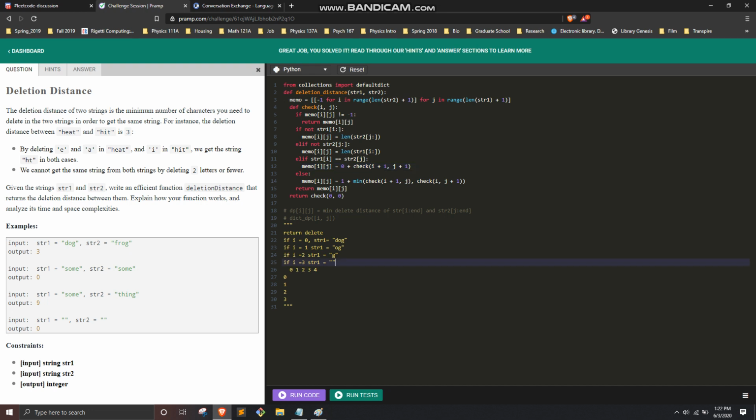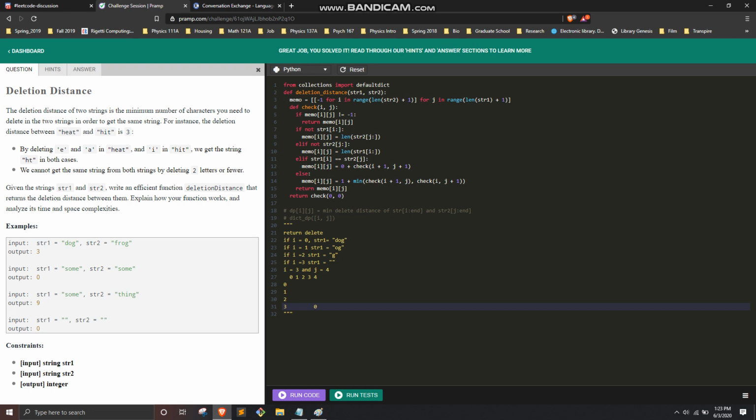So let's consider a couple of cases to fill in the table. Let's say i is equal to 3 and j is equal to 4. That would be right here, and obviously it's going to be 0 at a distance. There's no edit to be done if they both are empty.